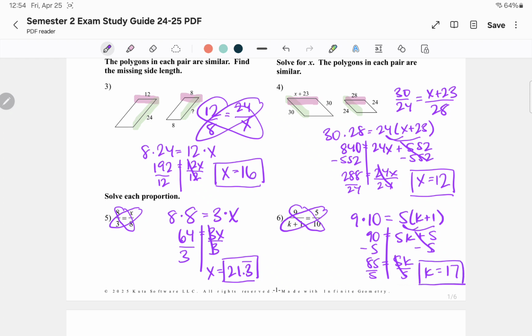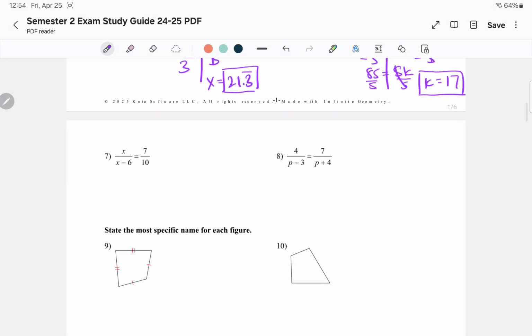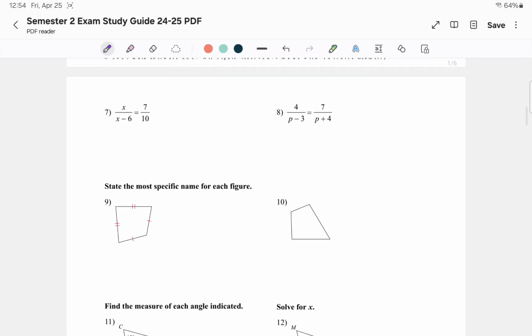All right. Moving on to 7 and 8. So with 7, another butterfly. So x times 10 is equal to 7 times x minus 6. So 10x on this side. When I distribute, I get 7x minus 42 on this side.